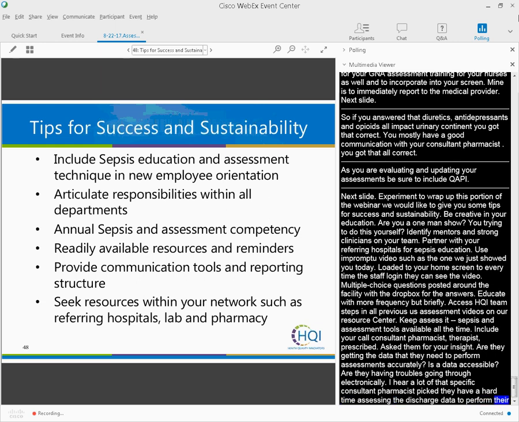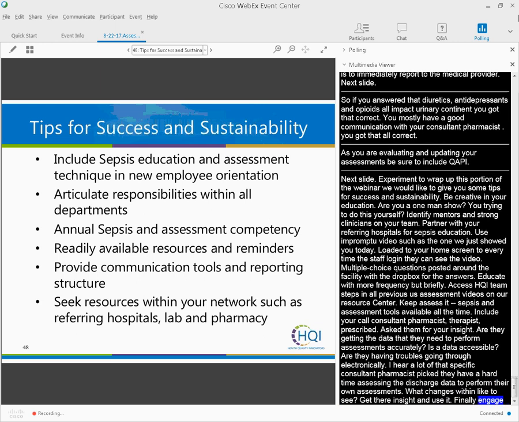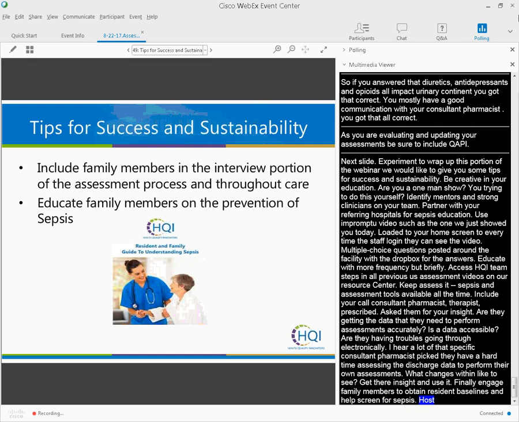Finally, engage family members to obtain resident baselines and to help screen for sepsis. Host educational nights. HQI has an excellent resource called the Resident and Family Guide to Understanding Sepsis. It's a great brochure and PowerPoint that you can use.